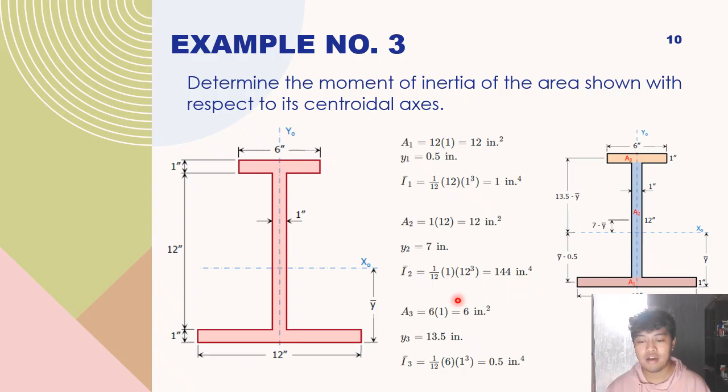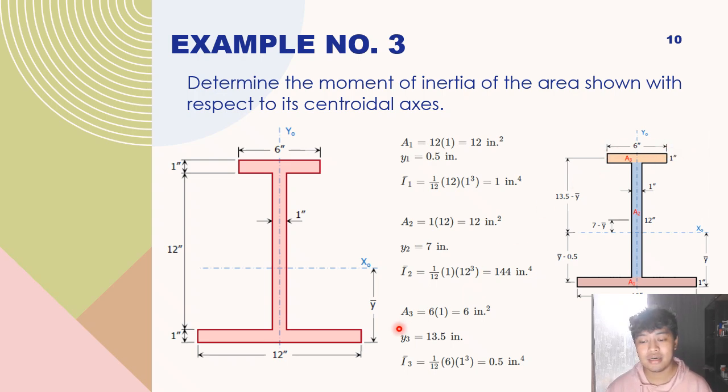So now for the last shape, we have here area 3, which is our top flange with a thickness of 1 inch, or height of 1 inch, and the base equal to 6 inches.